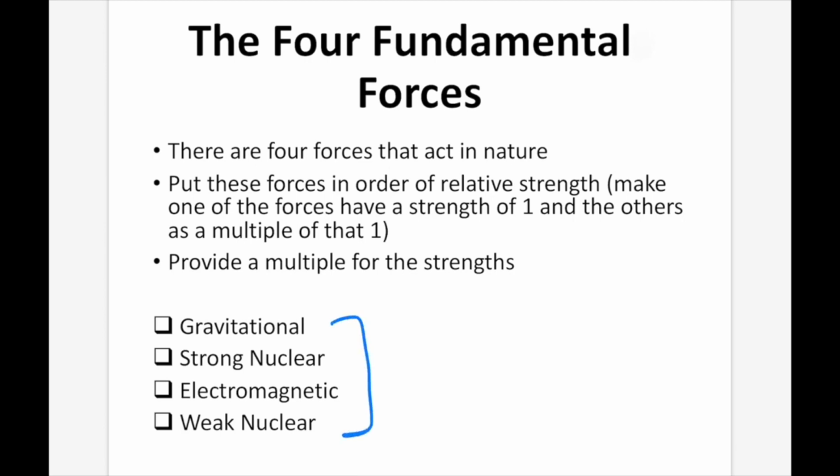Make one of the forces have a strength of 1, and the other is a multiple of that. Provide a multiple for the strengths. So set whatever you think is the weakest and make that 1. So say if you think strong nuclear is the weakest, make that number 1, and then you would make the other ones a multiple of that. So if you think gravitational is 10 times stronger, you would write a 10. If you think electromagnetic is 100 times stronger, put 100, and then so on. Put 1,000 for that. Okay, so do something like that on a piece of paper.